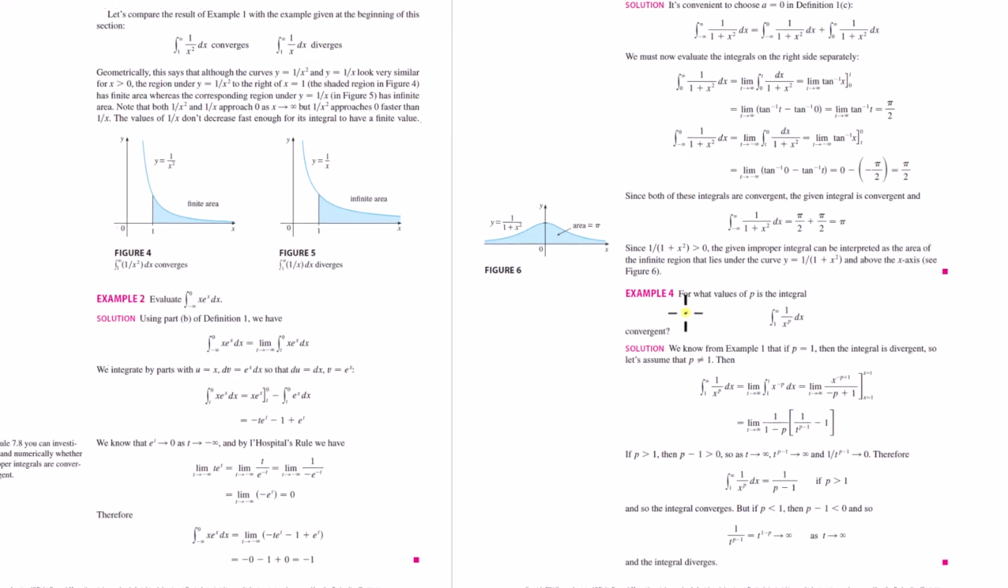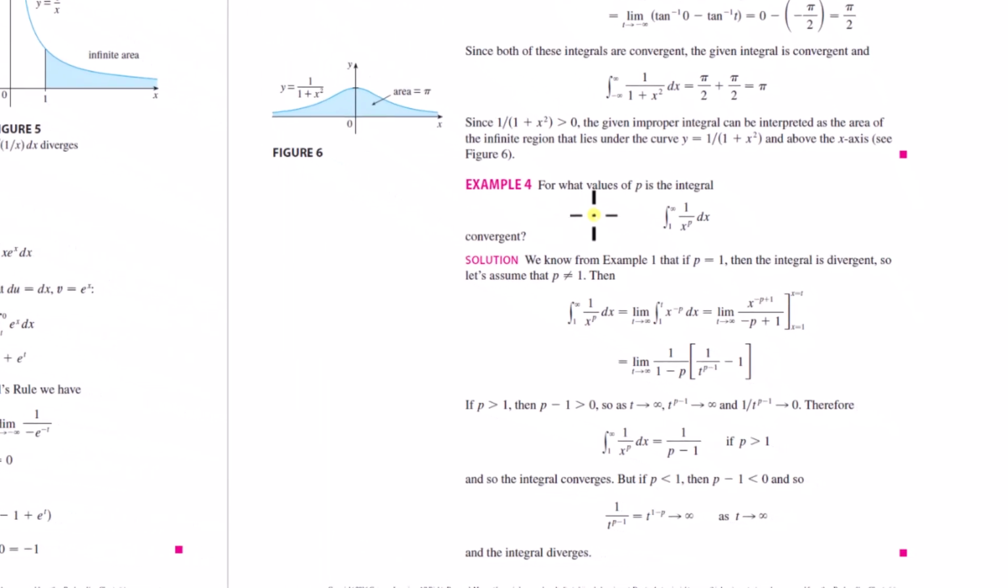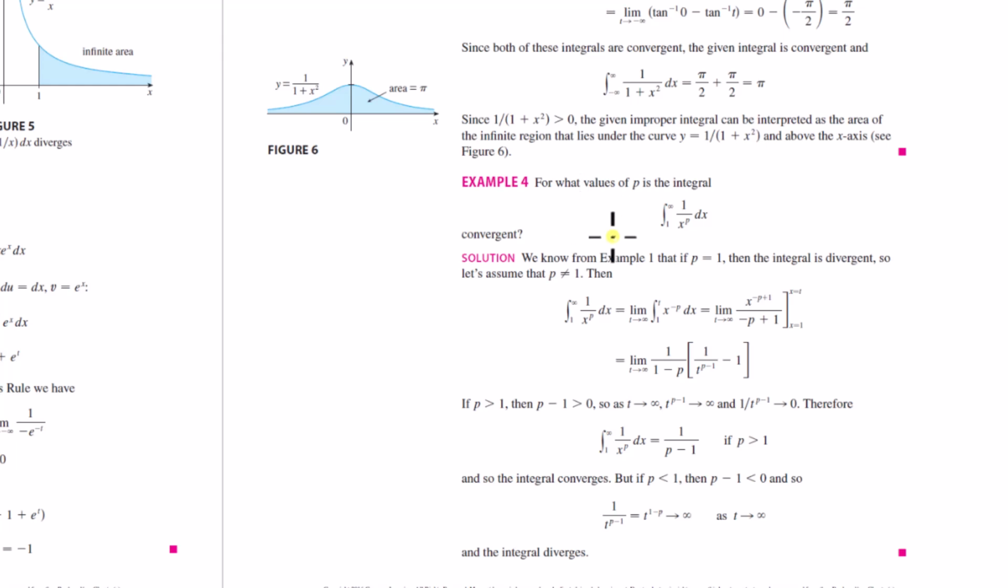Now if we take a look at this example, this form comes up a lot. It's related, and you'll see this kind of idea with series as well. So the integral from 1 to infinity of 1 over x to the p. For what values of p is this convergent? In the first example, the integral from 1 to infinity of 1 over x was evaluated, and that was divergent. So you know that this is going to be divergent when p is equal to 1. So now they assume that p is not equal to 1 and evaluate this.